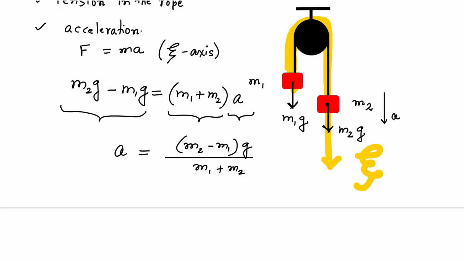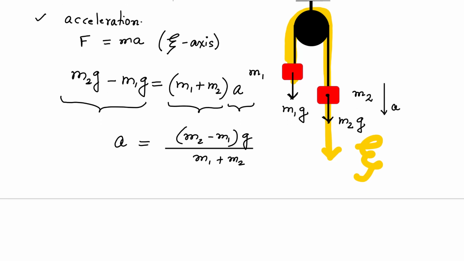Now once you know the acceleration, you can find the tension. So for mass M2, for example, now you have to draw the free body diagram. So for M2 you consider what are the forces that are acting in the downward direction: M2Z.